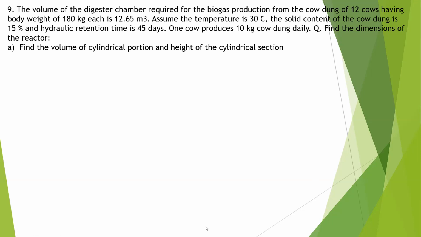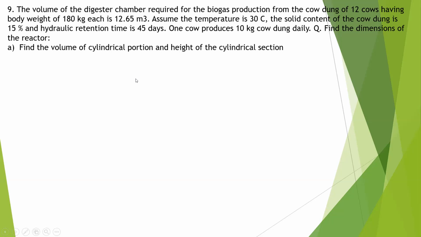Assume the temperature is 30 degrees centigrade, the solid content of cow dung is 15% and hydraulic retention time is 45 days. And one cow produces 10 kg cow dung daily. The question is, we have to find the dimensions of the reactor, and the first part is to find the volume of the cylindrical portion and height of the cylindrical section. This statement is used to find the volume of the digestion chamber. I have already given you the volume, that is 12.65. So now we have to find the volume of cylindrical portion and height of cylindrical portion.